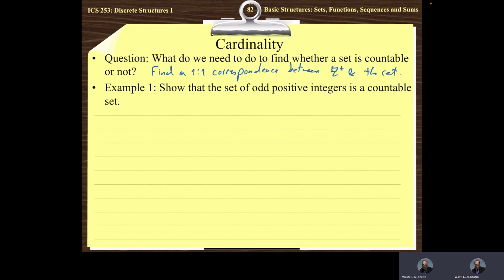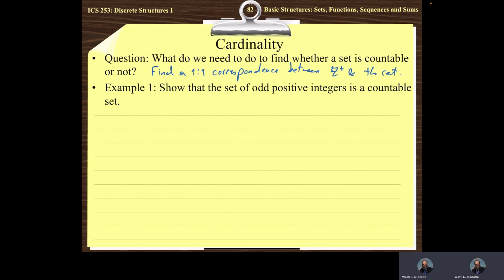What is the set relationship? Subset and proper, or is it not proper? Proper. The odd positive integers is a proper subset of Z plus, yet they have the same cardinality. Of course, in the finite case this will never happen, right? That you have two sets, one of them a proper subset of the other, and they have the same cardinality. But that's a problem with infinity. In infinity things go crazy.